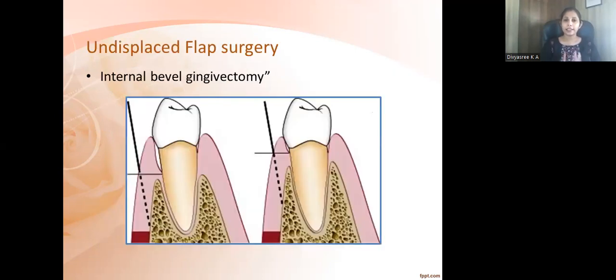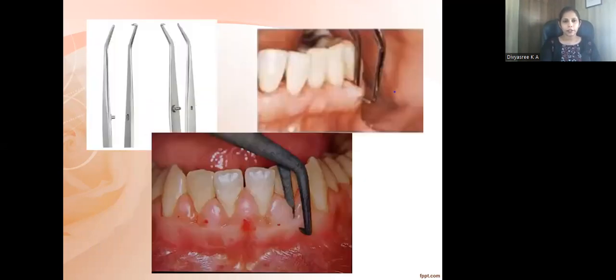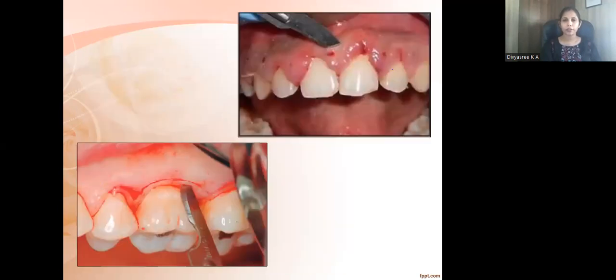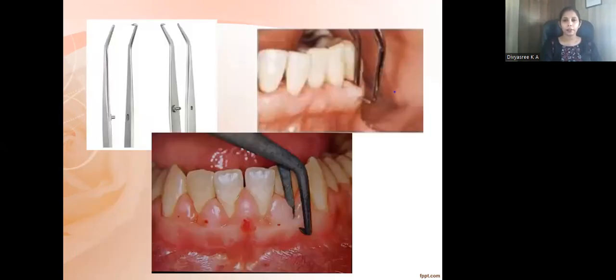Now coming to undisplaced flap surgery. This undisplaced flap surgery is otherwise known as internal bevel gingivectomy. It is not indicated in areas where there is insufficient attached gingiva. The main advantage of this technique is complete pocket elimination. In this technique, first you have to measure the periodontal pocket and mark the depth of pocket using pocket markers.